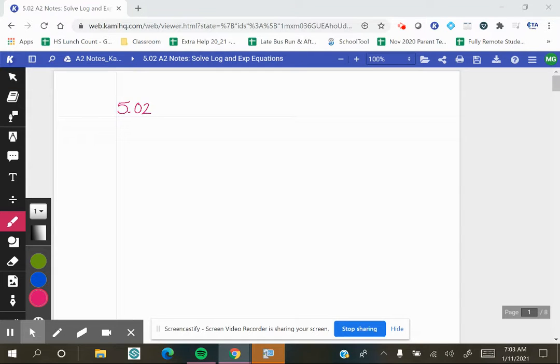Hello, a very exciting lesson today on logarithms. We are on 5.02 for Algebra 2, and we're going to solve log and exponential equations today.